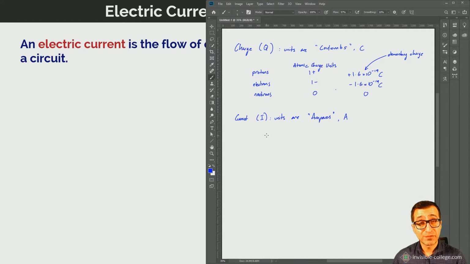Now, this brings us to the first of our equations. A current is when there is the net flow, the average movement of charge. So this word here, current, is defined as the net or average flow of charge in one direction.